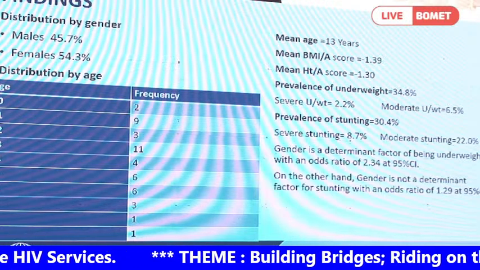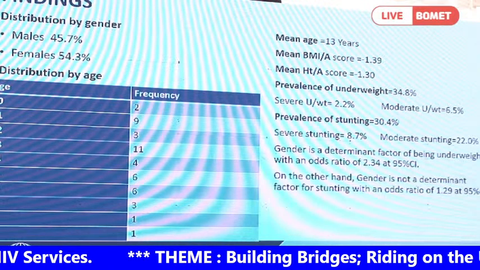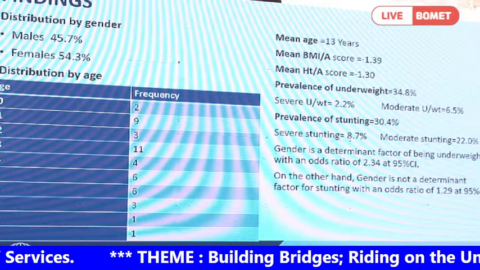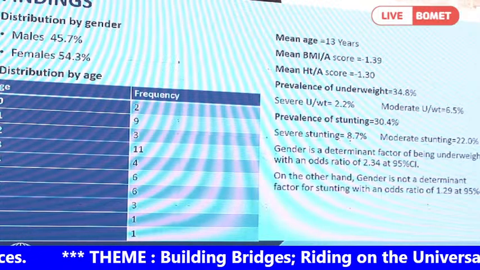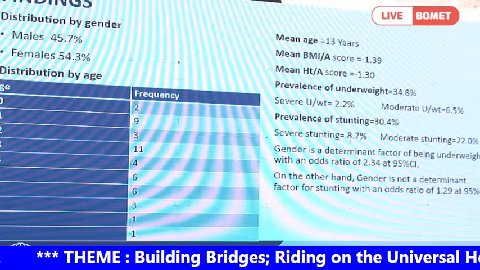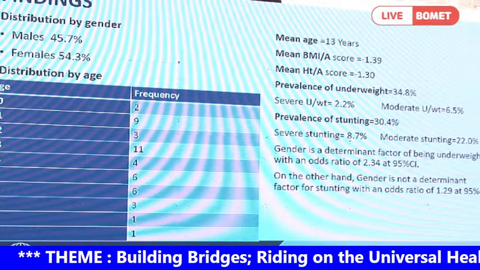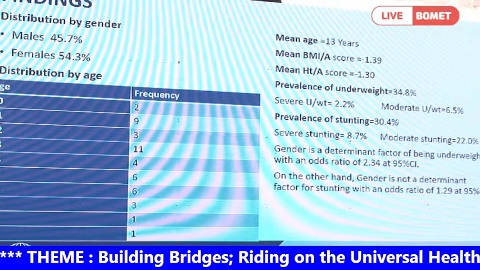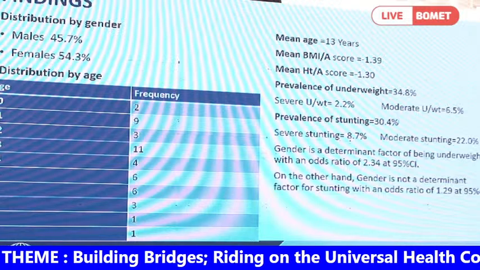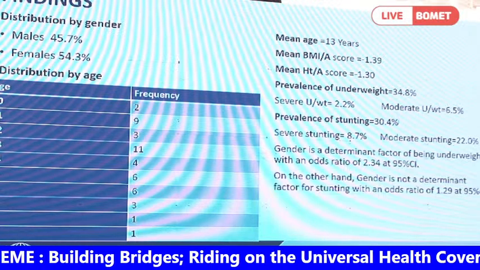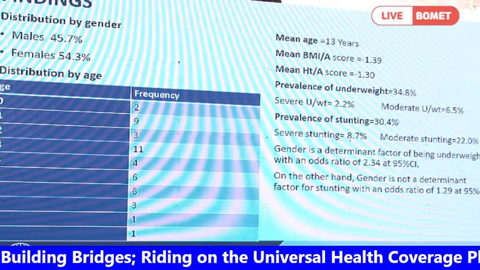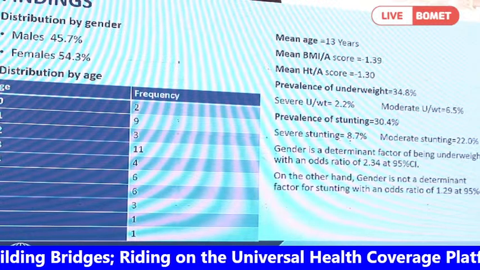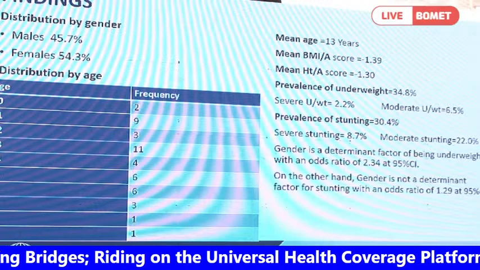The prevalence here of underweight was 34.8%, whereby we had severe underweight at 2.2%, moderate underweight at 6.5%. And on prevalence of stunting, it was 30.4%, severe 8.7%, moderate 22%. So here, gender is a determinant factor of being underweight with an odds ratio of 2.34 at 95% confidence interval.